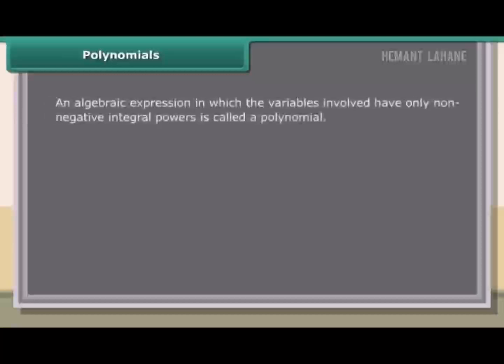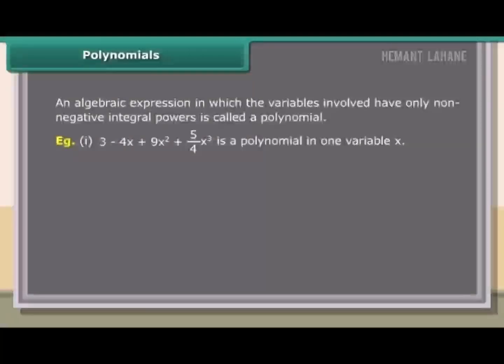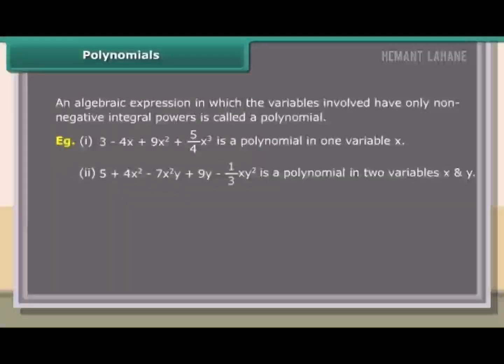Polynomials. An algebraic expression in which the variables involved have only non-negative integral powers is called a polynomial. Examples: 1. 3 minus 4x plus 9x square plus 5 by 4x cube is a polynomial in one variable x. 2. 5 plus 4x square minus 7x square y plus 9y minus 1 upon 3xy square is a polynomial in two variables x and y.